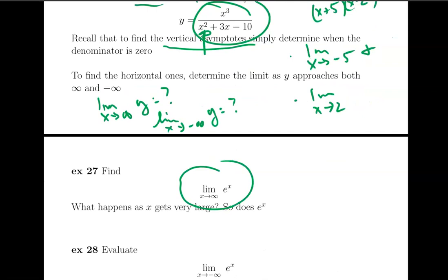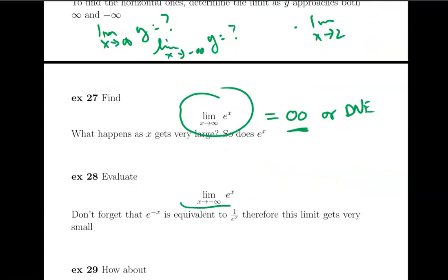What happens to e to the x as x gets larger? Well, e to a larger and larger value obviously continues to go up. So this is infinity. Or, right, does not exist is fine. This is probably a better answer because it's a description of how it doesn't exist, but both are okay. How about this one as we go to negative infinity? Well, as you go to the left, what does e to the x look like? Right, you should know what e to the x looks like. And so as you go to the left, it's actually asymptotic to the axis. So it gets very small. In fact, the limit is equal to 0.